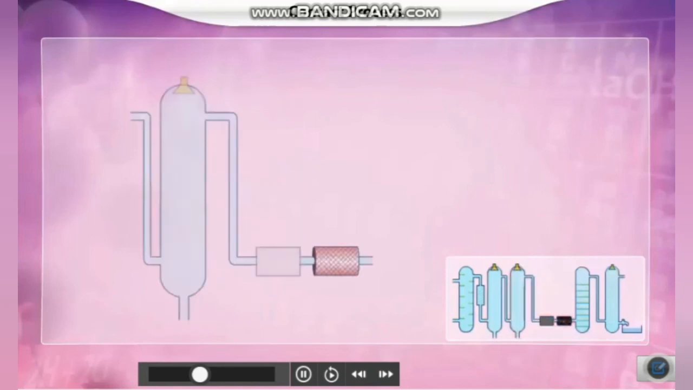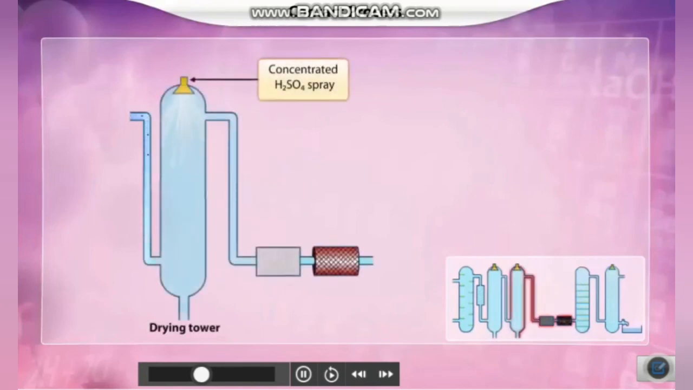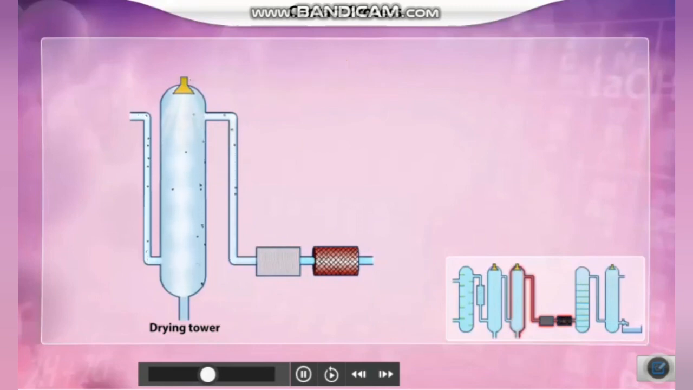The gases move into the drying tower, where they are sprayed with concentrated sulfuric acid. This process dries the moisture. The arsenious oxide is removed by passing the gases through an arsenic purifier containing gelatinous hydrated ferric oxide. The arsenious oxide gets absorbed into the purifier. Next, the sulfur dioxide and the oxygen are passed through a preheater to raise their temperature.